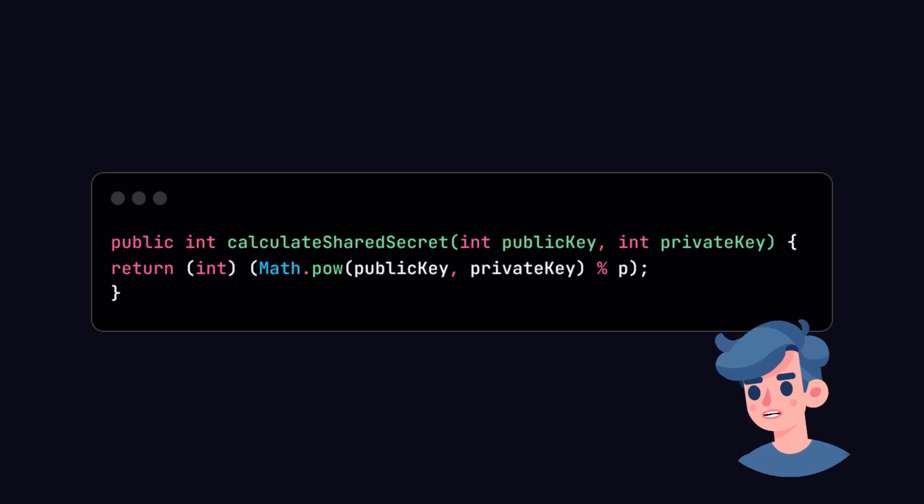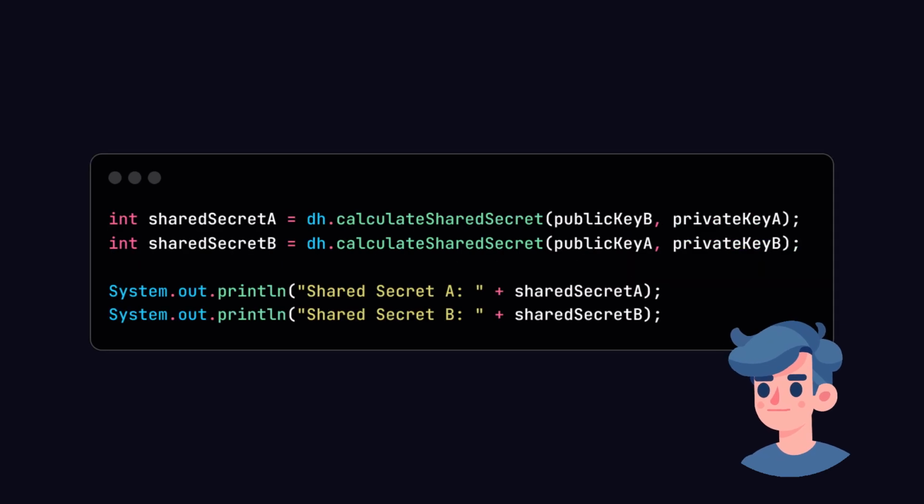Now, we need to compute the shared secret. Each party will use their private key and the other party's public key to compute the shared secret using the formula shared secret equals public key caret private key mod p. Let's implement the shared secret calculation in our main method. We'll compute the shared secrets for each party and print them.